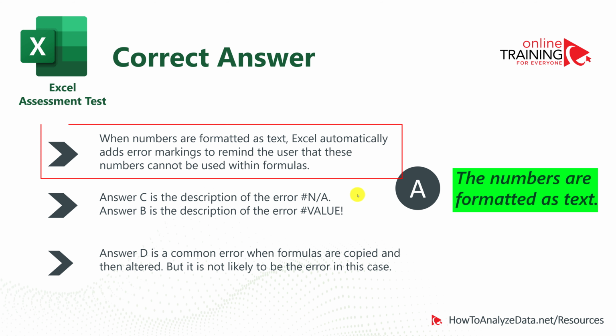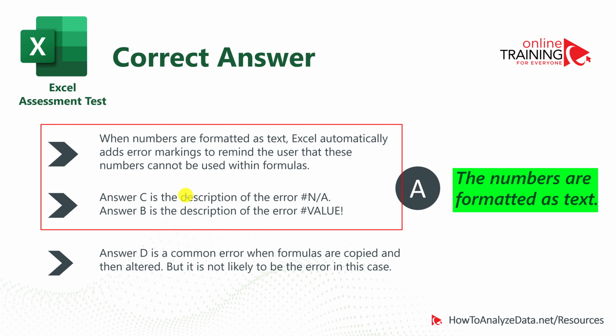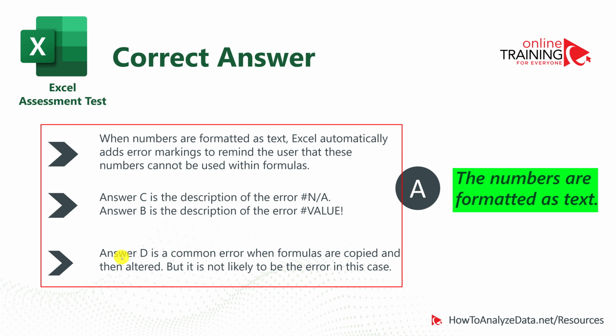The fact that the numbers are formatted as text is highlighted by the green triangle. Answer C is the description of the error #N/A, which is very frequent in Excel, but not relevant in this case. And answer B is the description of the error #VALUE. And answer D is the common error when formulas are copied and then altered, but it is not likely the scenario here. Hopefully you've got this one right.